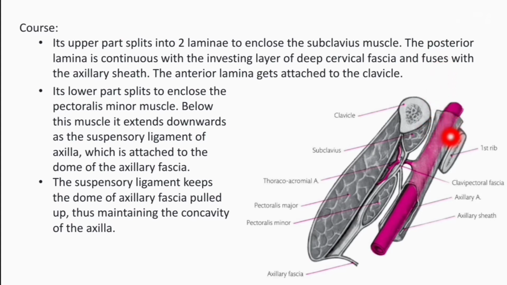The axillary sheath is covering the axillary artery, and in the lower part, it continues between the subclavius and the pectoralis minor, and it will be splitting to enclose the pectoralis minor, and then it goes downwards as the suspensory ligament of axilla to attach to the dome of axilla. The suspensory ligament pulls the axillary fascia up, maintaining the concavity of the axilla.